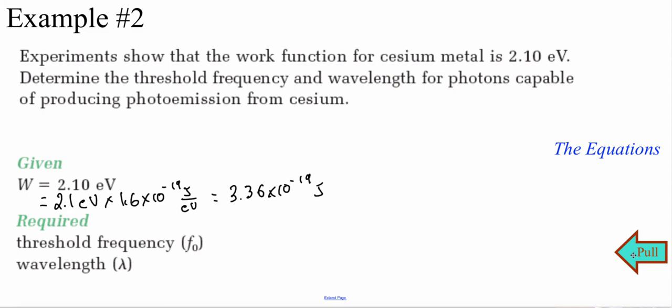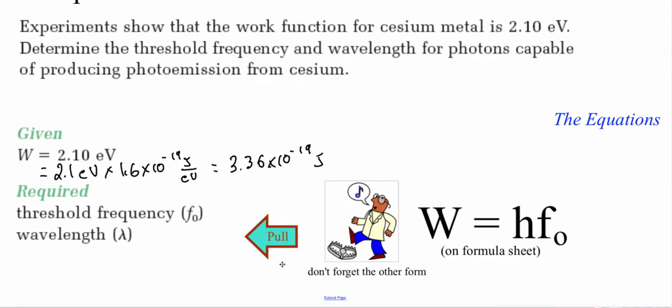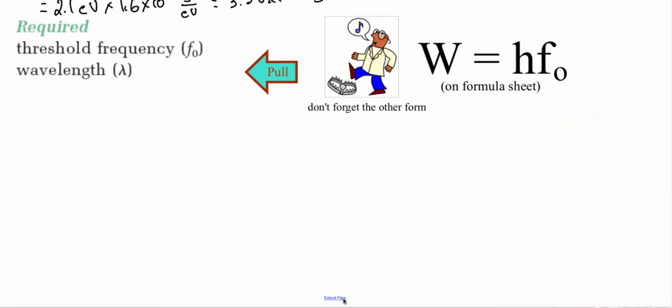So now let's look at our equation here. My formula is work is equal to Planck's constant multiplied by my threshold frequency. And that is one of the things we're trying to figure out here, which is my threshold frequency. So let's isolate for my threshold frequency here. So we have threshold frequency is equal to work divided by Planck's constant.